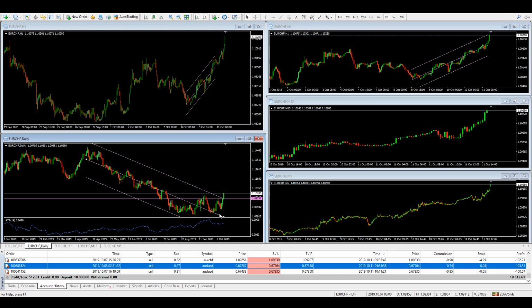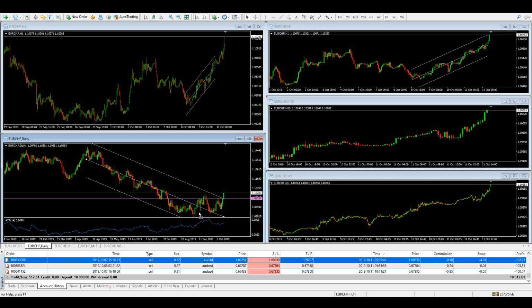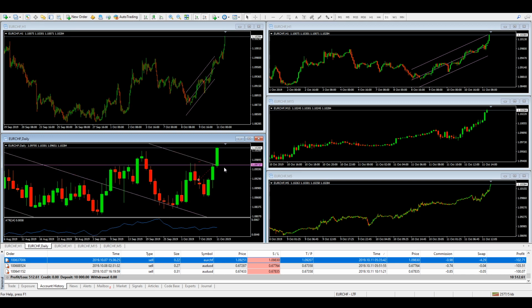Oh, look at this. This was the other one I was in, Euro CHF. This is one I got stopped out on. So my entry was here. My stop loss was here.